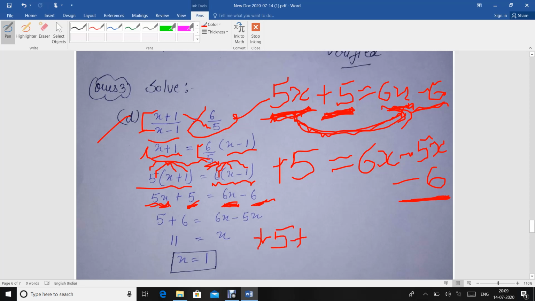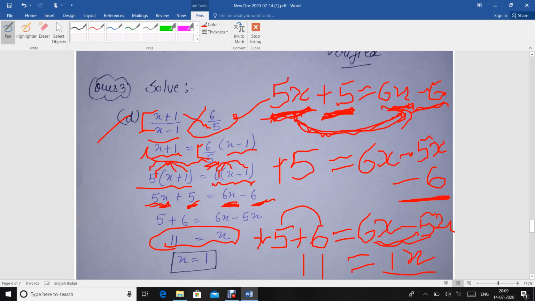So here plus 5 plus 6 is equal to, here you are left with 6x minus 5x. As you know that 6x minus 5x, these are the like terms. If these are the like terms, then you can subtract them. 6x minus 5x is equal to 1x and 5 plus 6 is equal to 11. So you are left with x is equal to 11. So the value of x is equal to 11.